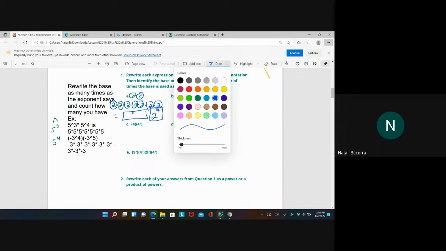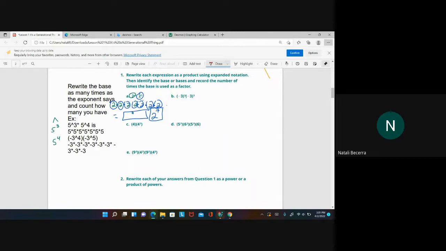Now let's go ahead and do B. So this one we have parentheses. That means I'm going to do this at first. That means that my base is -3. So -3 times -3 times -3. And then I'm going to do this side now. Same thing. I have it 3 times. So -3 times -3 times -3.